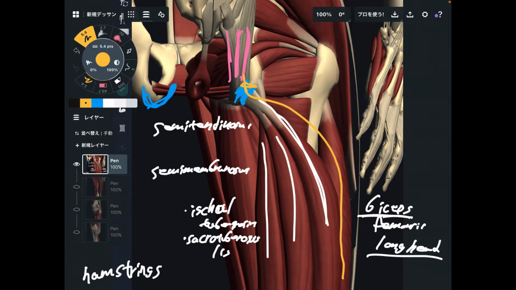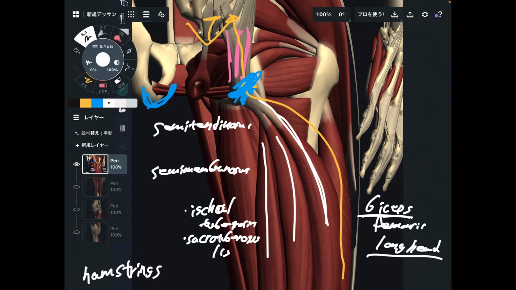Where is this sacrotuberous ligament going? It is going to the sacrum. Now the sacrum is the most inferior part of the axial skeleton. That means from the sacrum you can go to lumbar spine, thoracic spine, cervical spine, all the way up to the head. That is why understanding this anatomy is very, very important. Anyhow, the origin of biceps femoris and semitendinosus is the sacrotuberous ligament and ischial tuberosity.